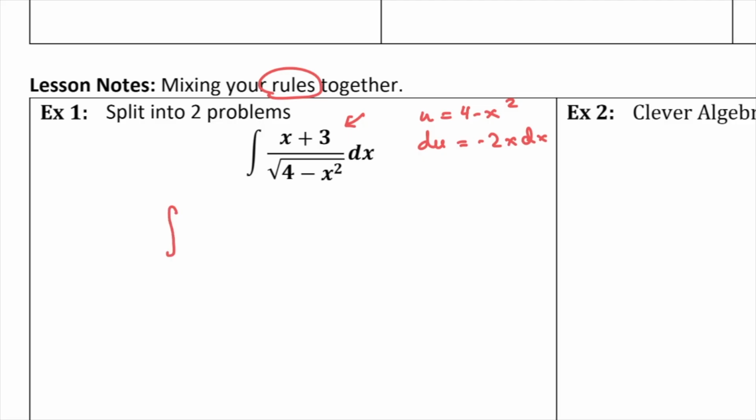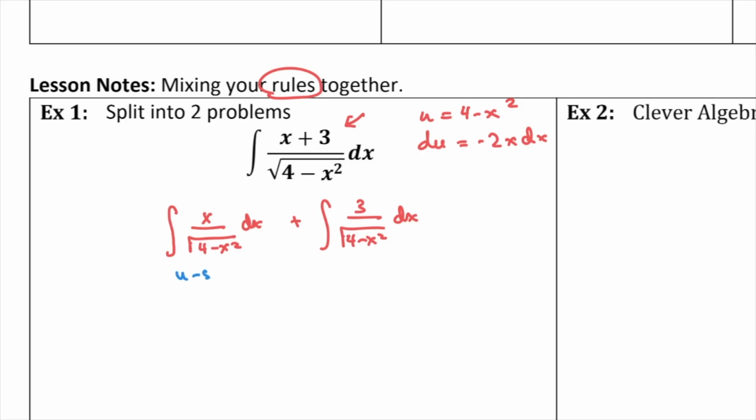We have the integral of x over the square root of 4 minus x squared dx plus the integral of 3 over the square root of 4 minus x squared dx. So sometimes when you take a complex problem and split it into two little problems, then you can figure out that this isn't as hard as you thought.